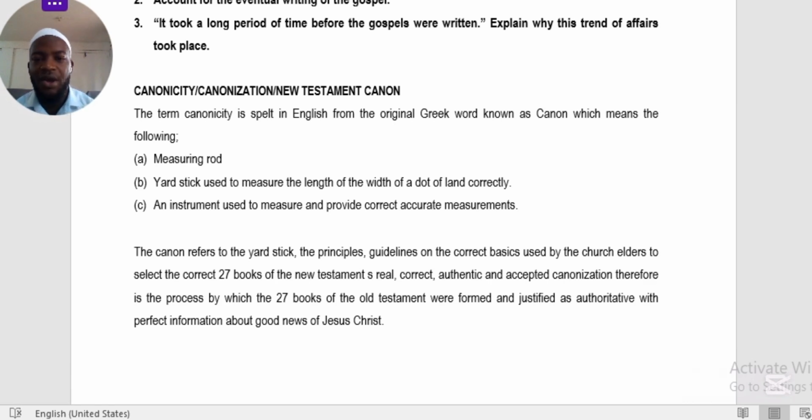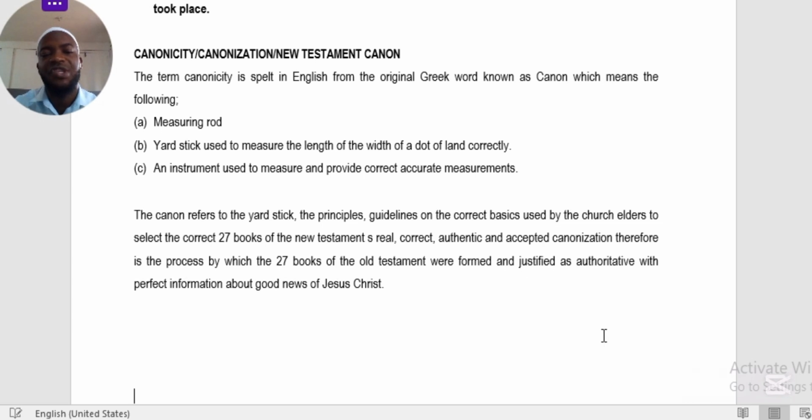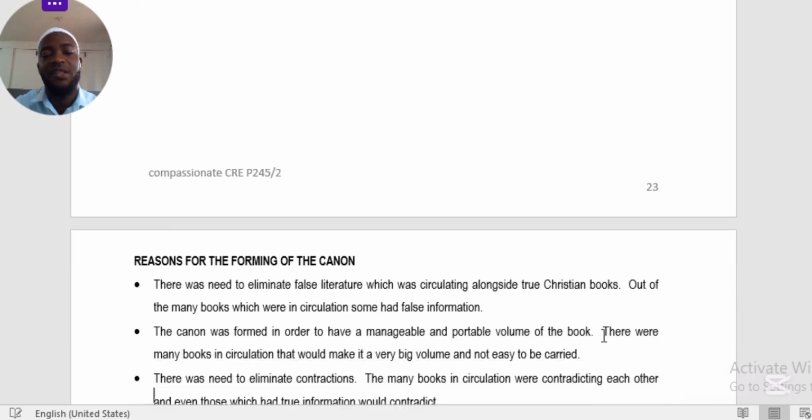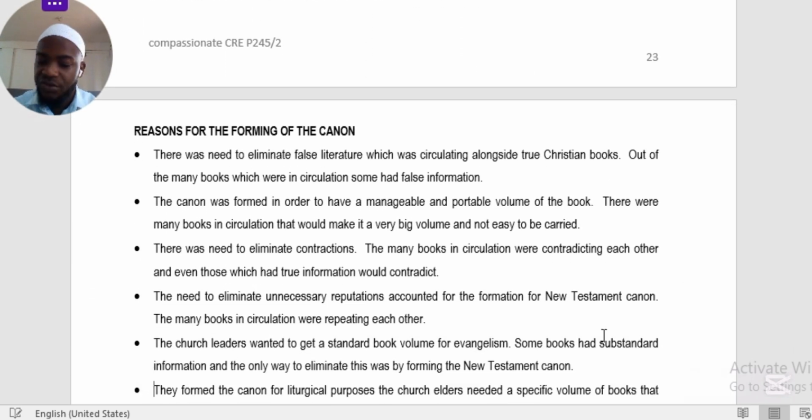So they say that canonization, therefore, is the process by which the 27 books of the New Testament were formed and justified as authoritative with perfect information about the news of Jesus Christ. We are going to see why were some books left out, why were others taken, which criteria did they look at when they were selecting the books.